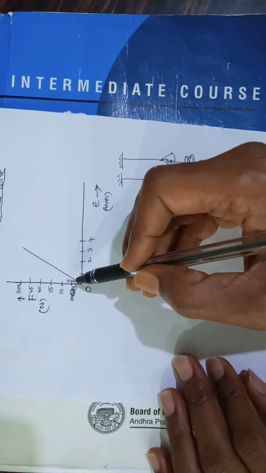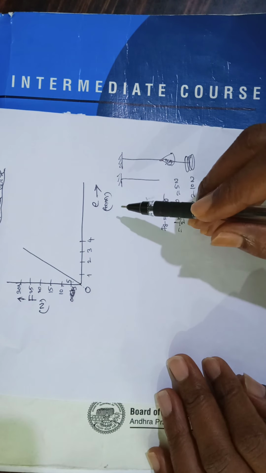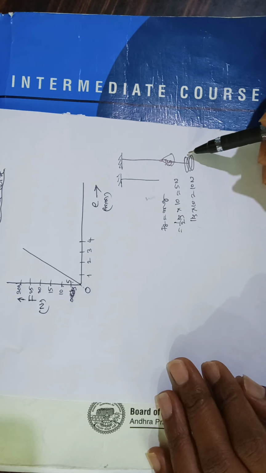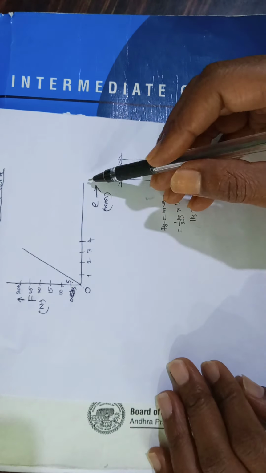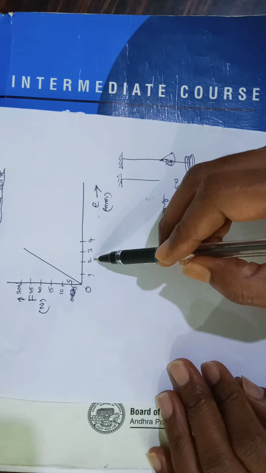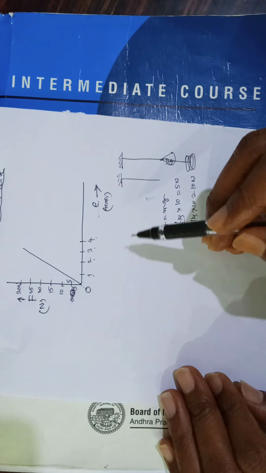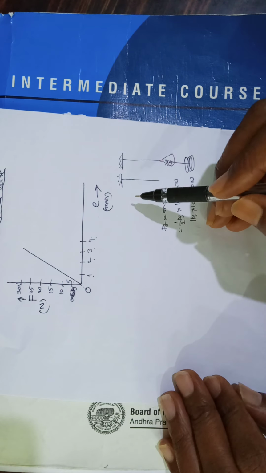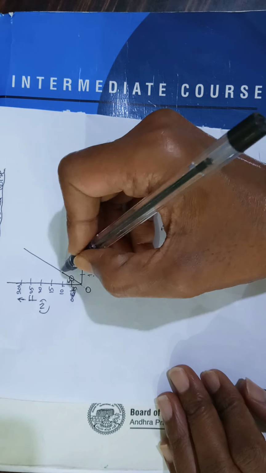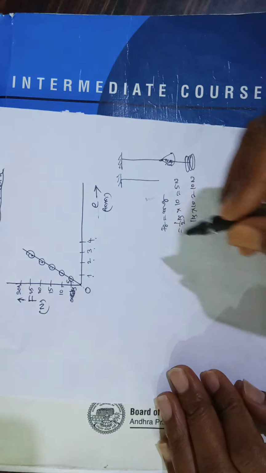Those values are like 5 newtons, 10 newtons, 50 newtons, like that. And for each load, the elongation was noted, and the elongation is taken on the x-axis. The elongation is taken in millimeters: 1 millimeter, 2 millimeters, 3 millimeters, 4 millimeters. So as the load increased, we observed an increase in elongation also. With the readings, we drew a graph, and that graph was a straight line.